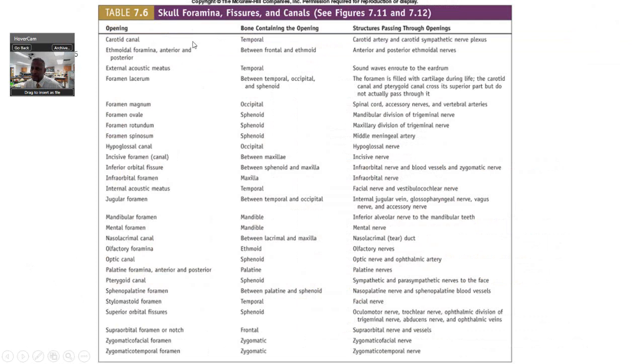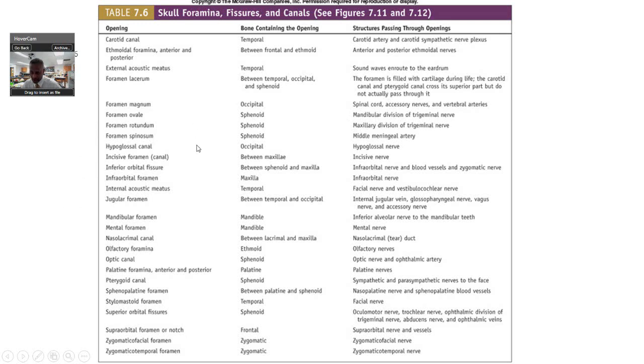These are all the fissures and canals within the skull. Right? For example, the Foramen Magnum. Everyone knows the Foramen Magnum. That's found in the occipital bone. That's where the spinal cord is going to go through. The Foramen Ovale, that's found in the sphenoid, and it's called the mandibular division of the trigeminal nerve. That's one of your nerves, cranial nerve 5.